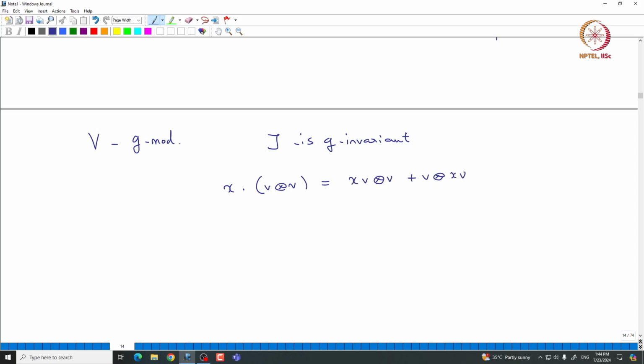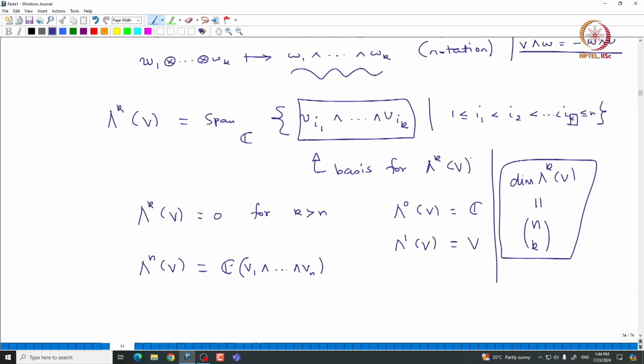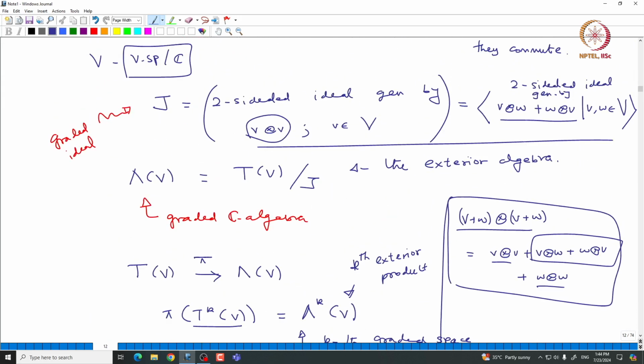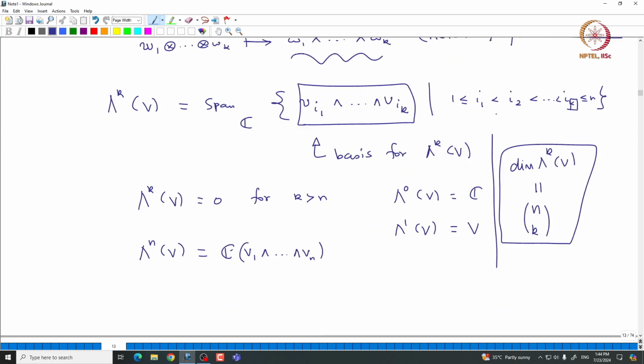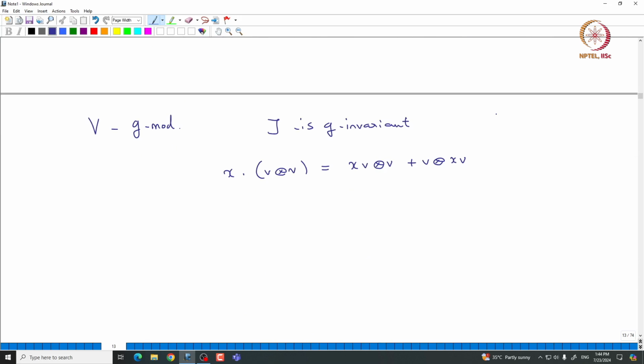So, now you can actually just add and subtract x v and x v. It is actually easy to verify for the other relations, maybe I will do that. You take this v tensor w plus w tensor v, then it is easy. So, let us do that.